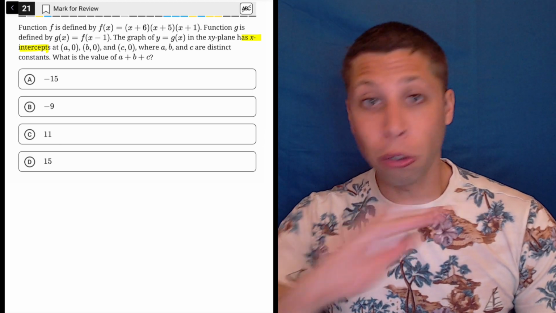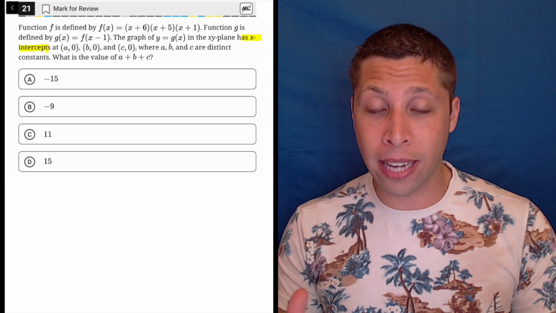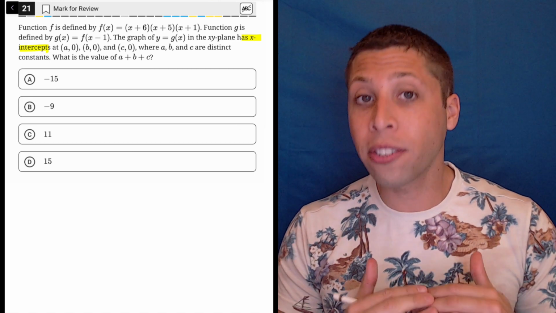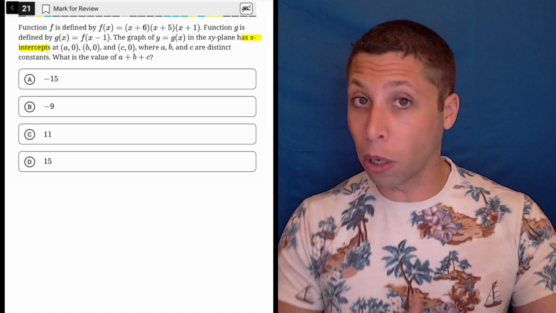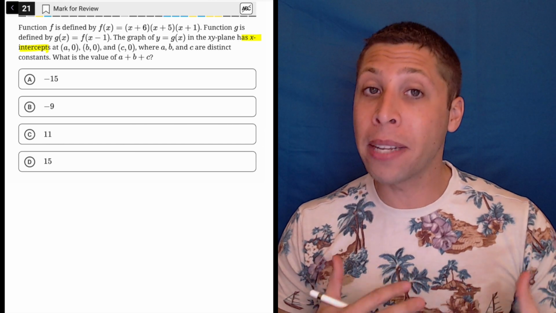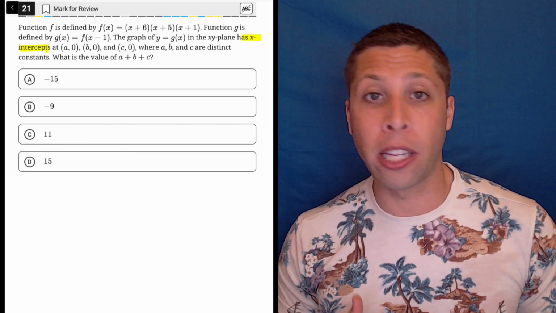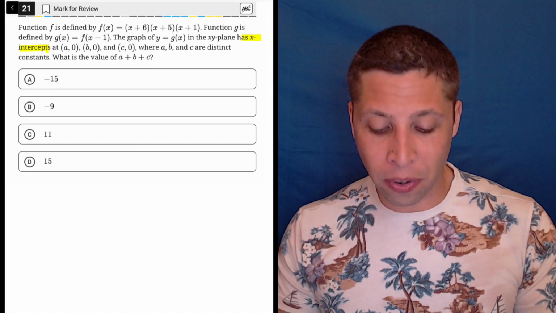Now this is just true throughout the entire SAT. This is a fundamental idea. These are the points where any graph, function, whatever, crosses the x-axis. So you work with these in school all the time. It's maybe not as important as a y-intercept, but you still need to know what they mean when they use that term. Now the rest of it seems very, very confusing.